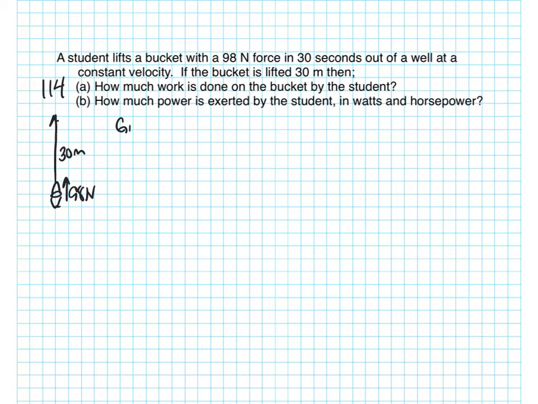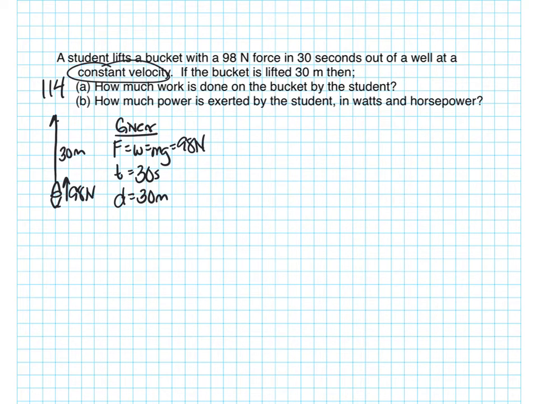So I look at this in terms of my givens. I know that the force that's lifting the bucket is actually equal to the weight of the bucket, and the reason why it's equal to the weight of the bucket is because it's moving at a constant velocity. So that is 98 newtons. I know that the time to do that is 30 seconds, and the distance it moves upwards is equal to 30 meters. First question is how much work is done?